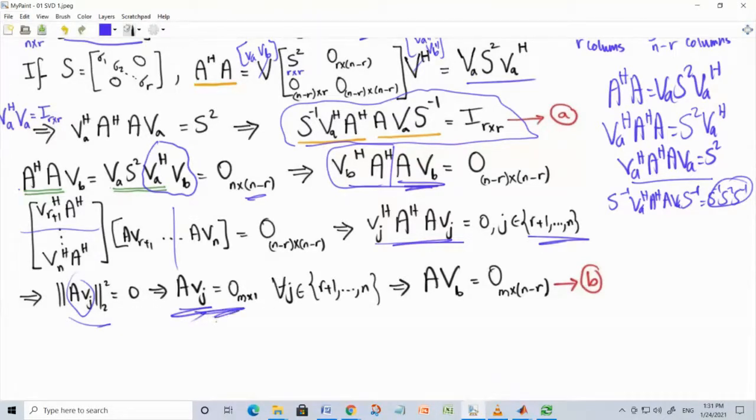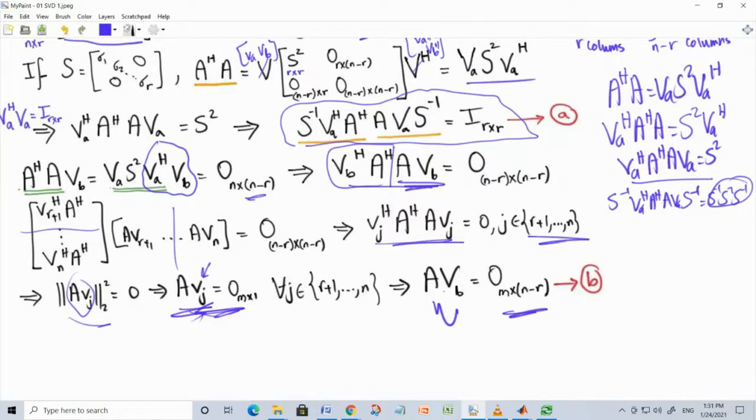You can just say that those vectors, from the beginning, correspond to the zero eigenvalue of A Hermitian A. And this is true for all the columns of V_B, and so A V_B is equal to the all zero matrix. So these are the two main results that we have now.